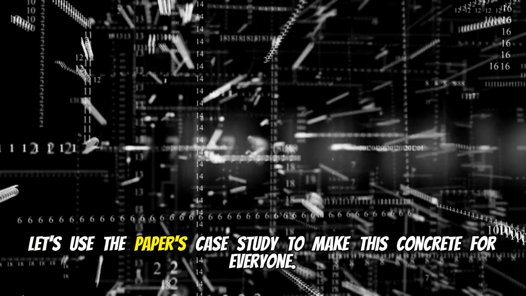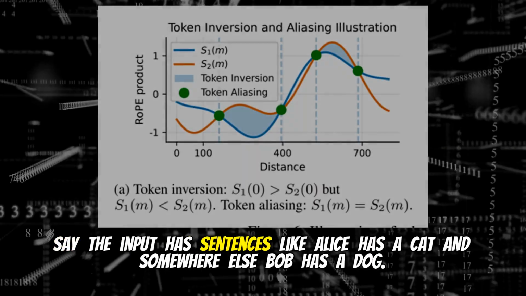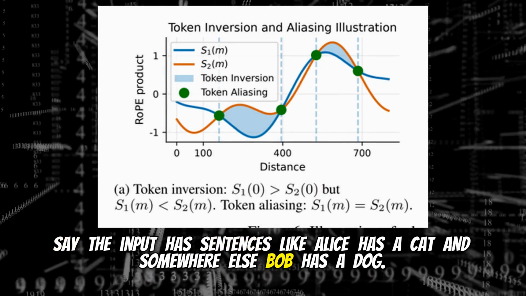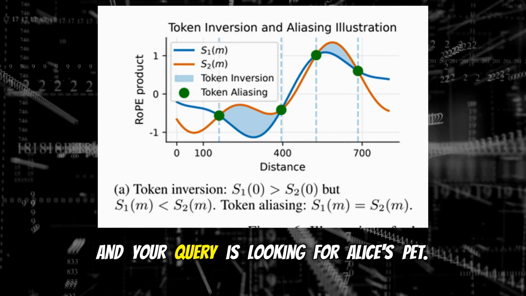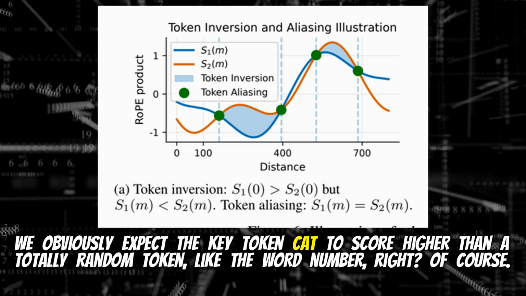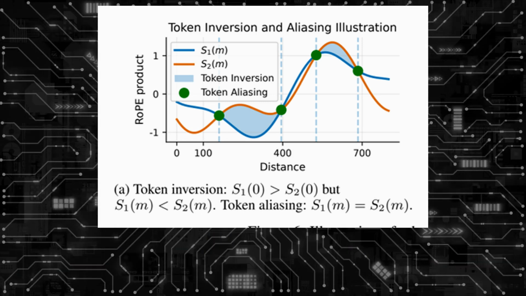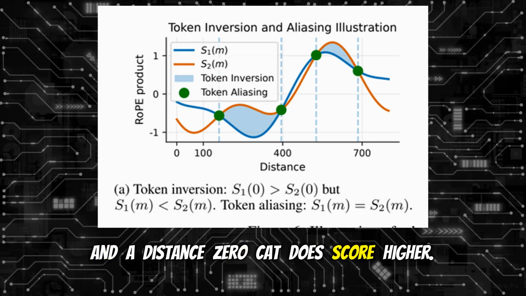Right. Let's use the paper's case study to make this concrete for everyone. Say the input has sentences like "Alice has a cat" and somewhere else "Bob has a dog." And your query is looking for Alice's pet. We obviously expect the key token "cat" to score higher than a totally random token, like the word "number," right? Of course. And at distance 0, "cat" does score higher.